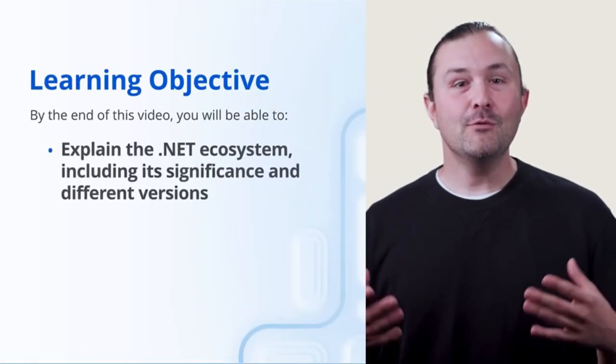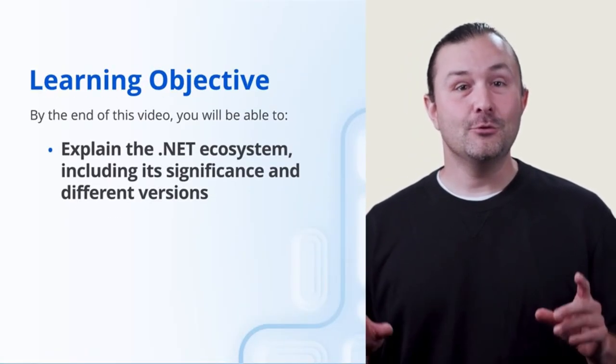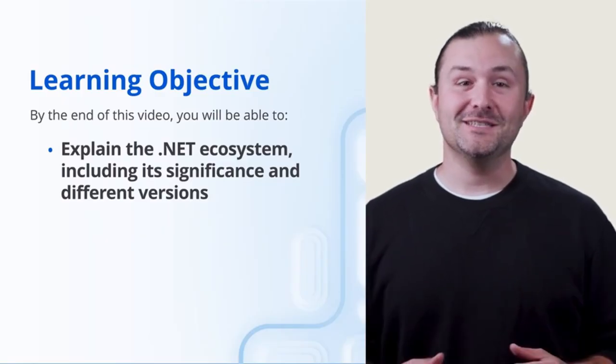Starting a new project from scratch can be overwhelming, much like a chef trying to grow their own ingredients before cooking. Instead of reinventing the wheel, developers can use platforms like .NET, which offer pre-built tools and libraries. This allows you to focus on what truly matters, bringing your unique ideas to life efficiently. Development platforms provide sets of tools that work together like a house kit, allowing you to focus on the unique aspects of your application. In this video, we will learn about the .NET ecosystem, including its significance and different versions.